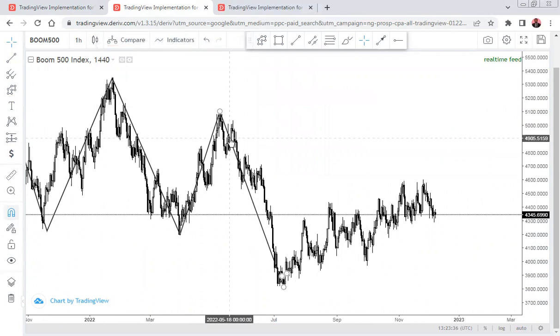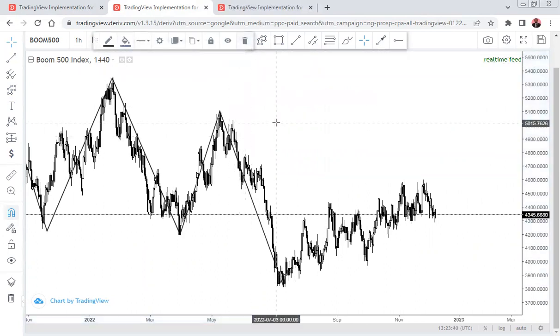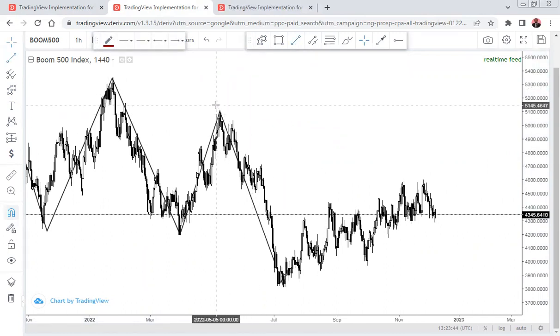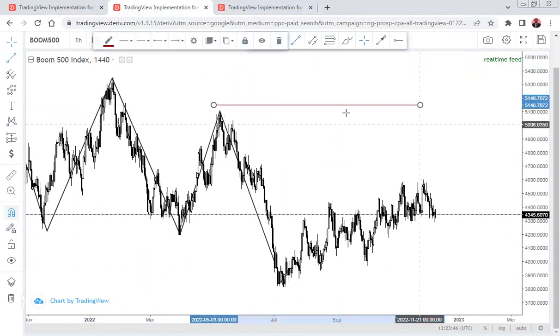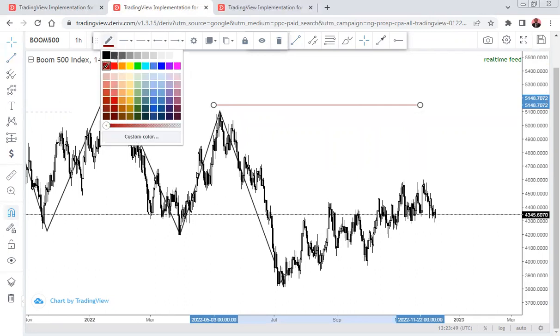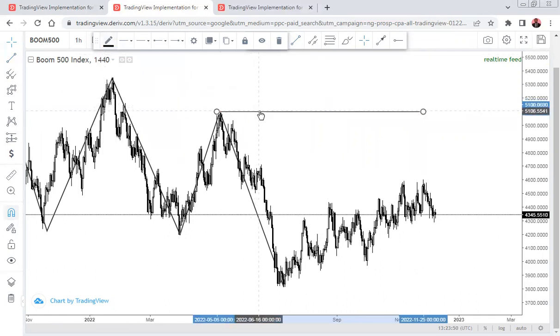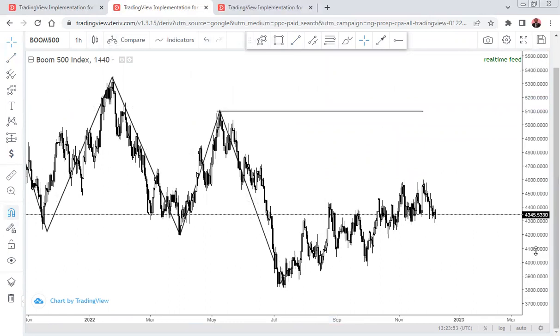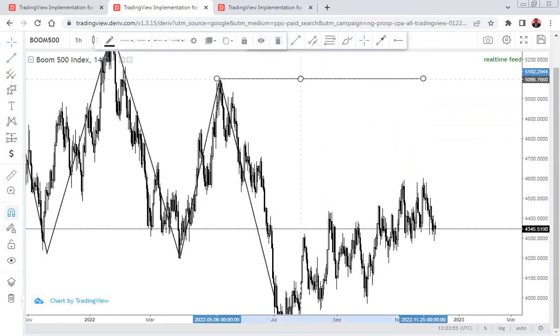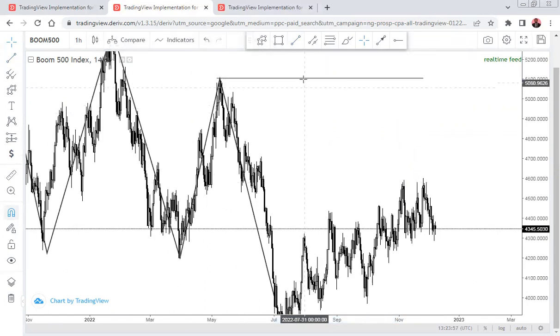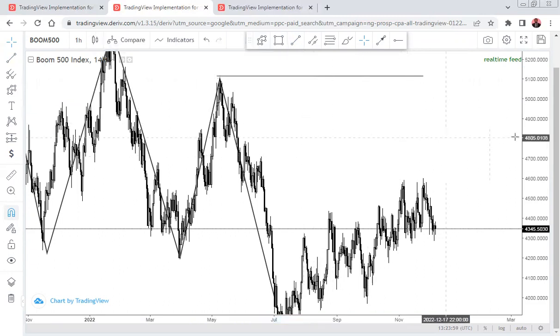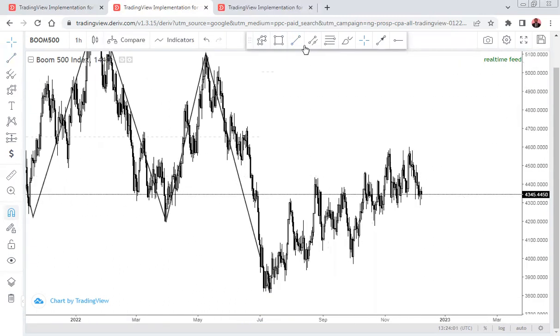So the next thing is to identify your trading range. What is the trading range? The last high and the recent low. So this is the last high. You can see that from here. Let me make this black. This is the last high and the recent low. So this is my trading range. And then the recent low.